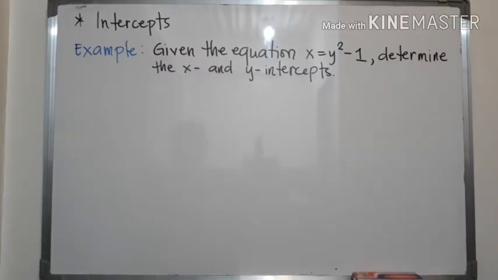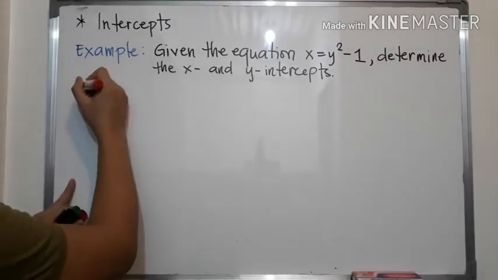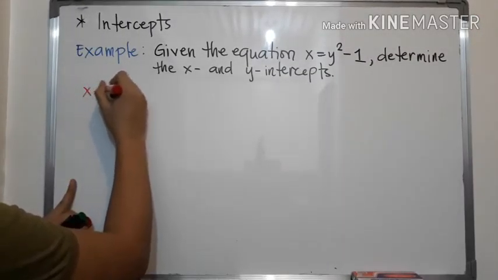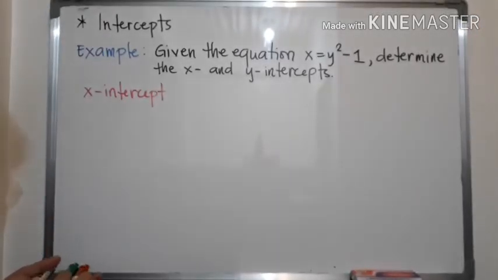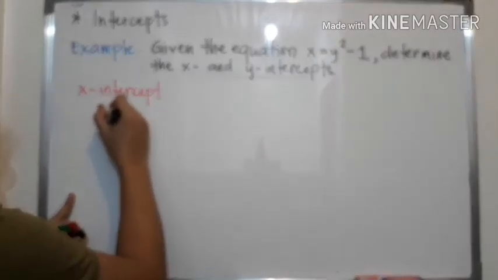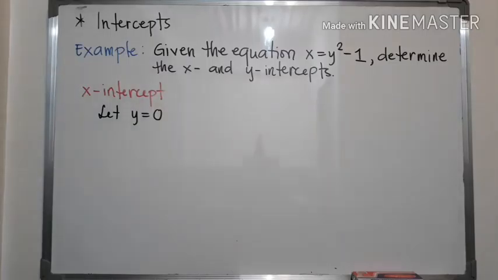Example: given the equation x equals y squared minus 1, determine the x and y intercepts. So let's have first the x-intercept. To determine the x-intercept of this equation, we are to let y equal 0, and then we solve for x.